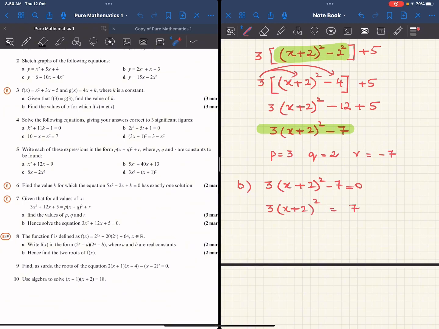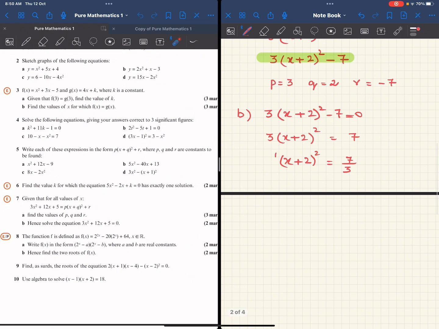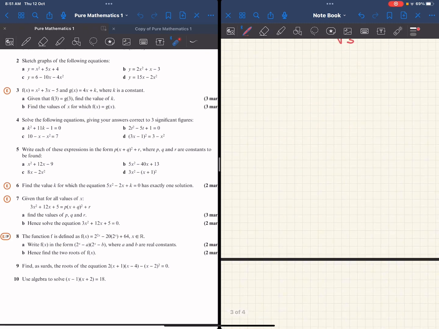to 7. And then I take the 3 to the other side and it divides, so I have 7 by 3. Then I take square root on both the sides. So on the left side, the square root cancels the square and I have x plus 2 left. On the right side, I will have plus or minus square root of 7 by 3. So I have x is equal to negative 2 plus or minus square root of 7 by 3. And that's the answer for 7b. Moving on to question number 8.